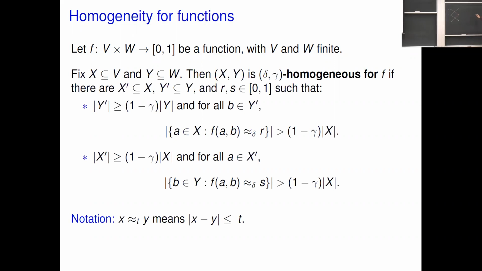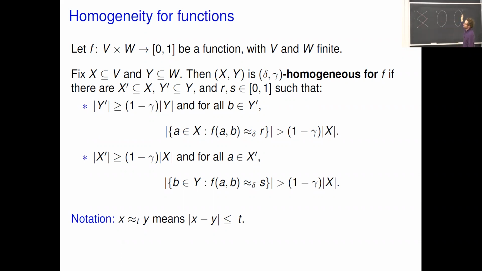So I fix X and Y, which are subsets of the two sides. X is a subset of V, Y is a subset of W, and I want to define what it means for this pair X, Y to be homogeneous for the function, which is supposed to be like almost all 0 or almost all 1 in the graph setting. But of course, it's more complicated now because you have more possible values for the function. So it's two conditions to make the definition symmetric.